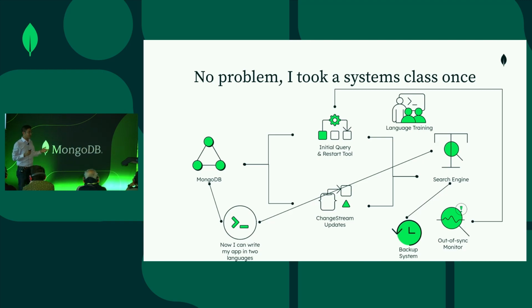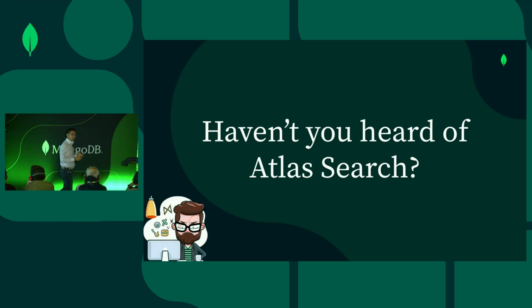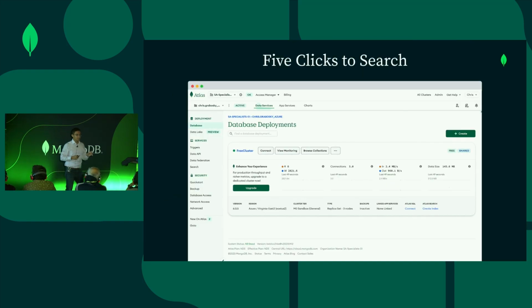And that's where my friend says, hey, haven't you heard of Atlas Search? I was like, all right, what's cool about it? My friend says there's like 5 clicks. 5 clicks you need to create a search there. What does that look like?